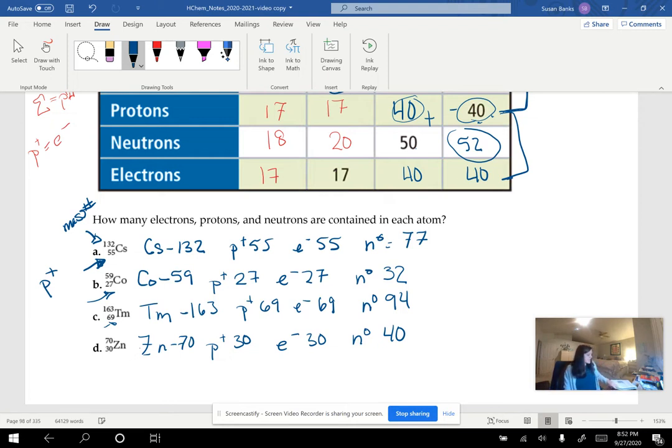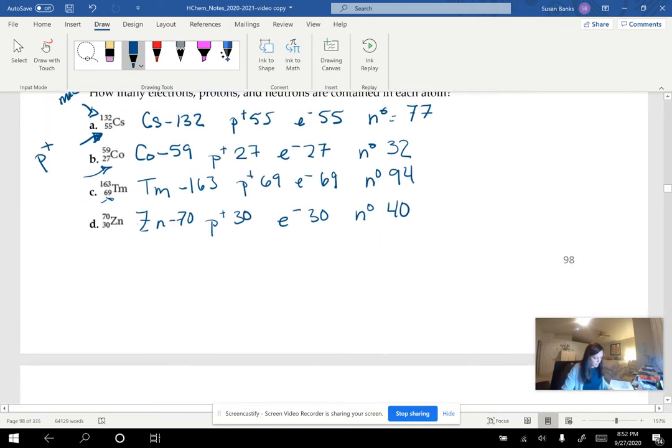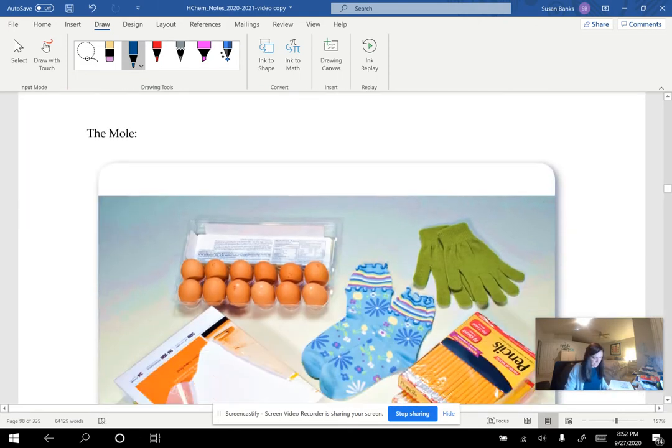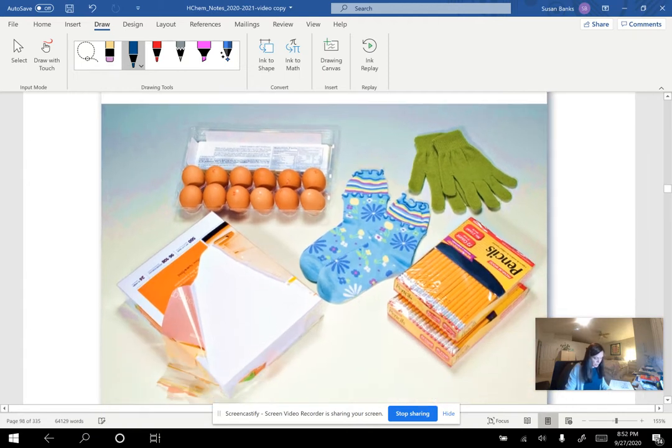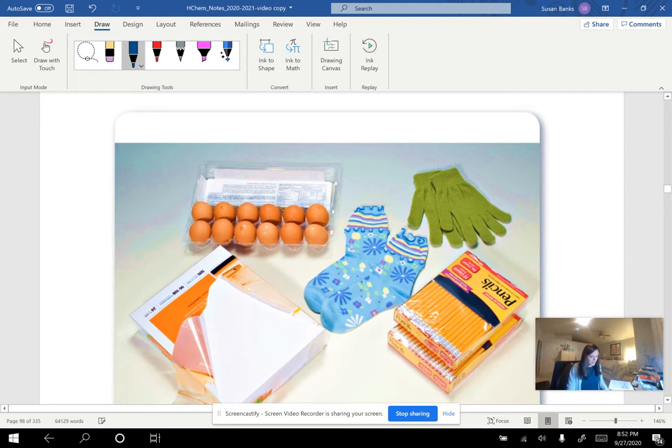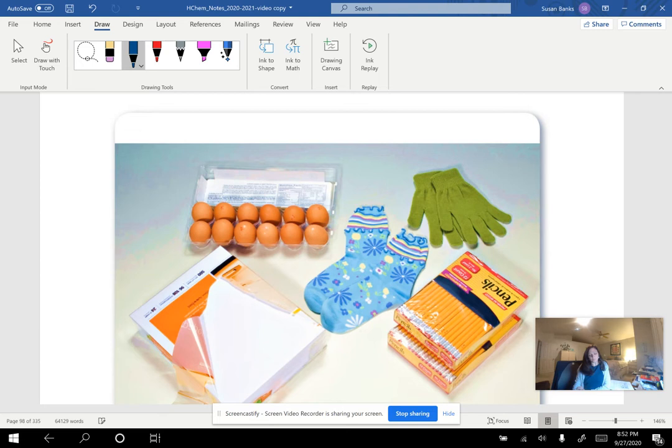All right, next thing, we're going to talk about the mole. Now, the mole is a super important concept. This is something that we use for the whole entire year. I really, really need you guys to get this because this is something we really use all the time. I want you to realize that the mole is a counting number.